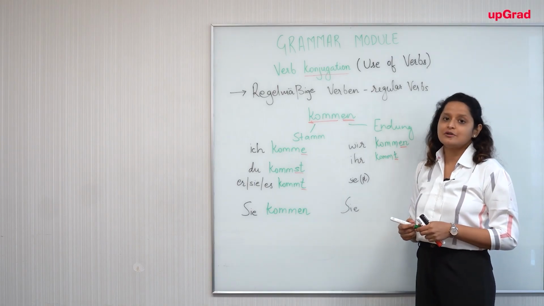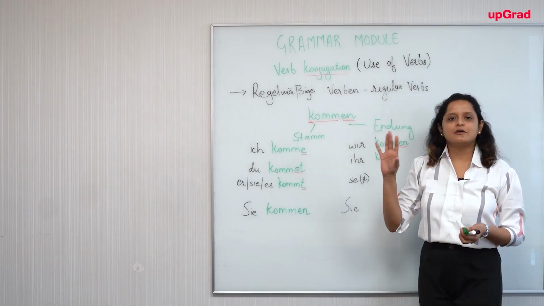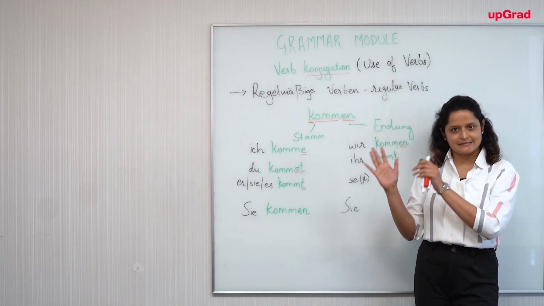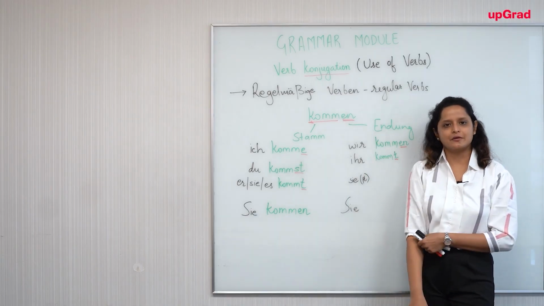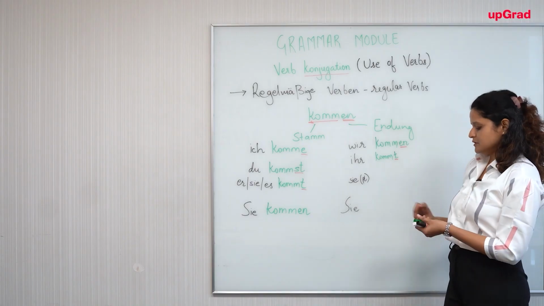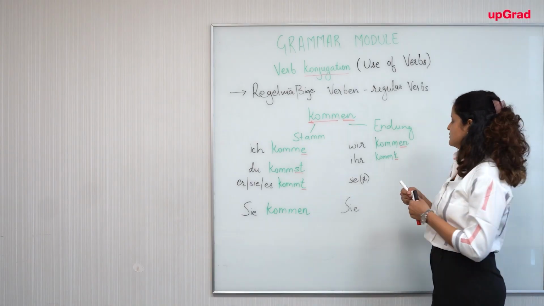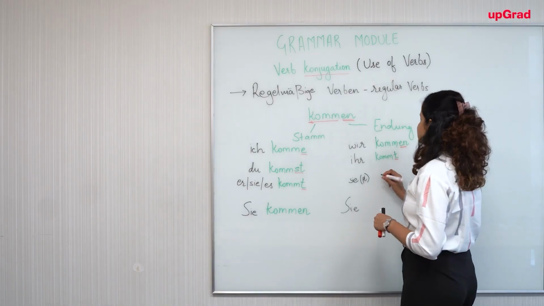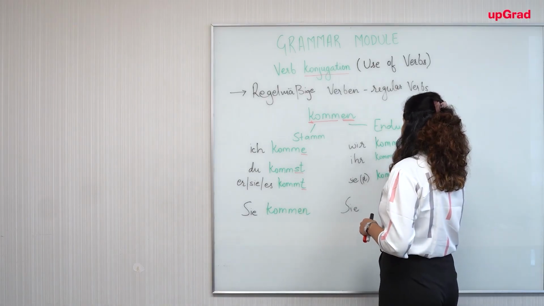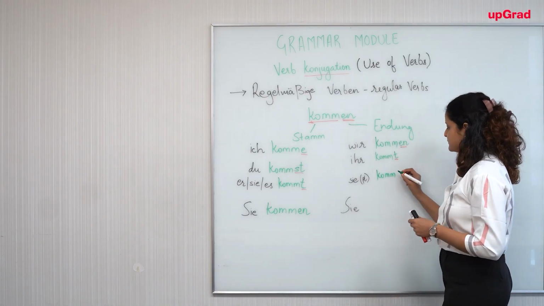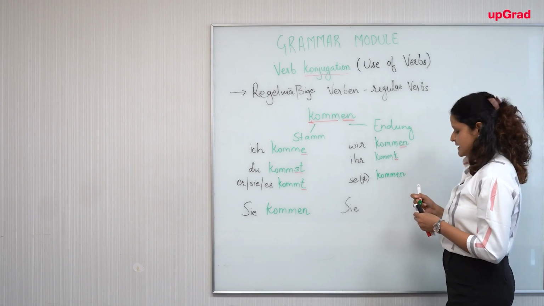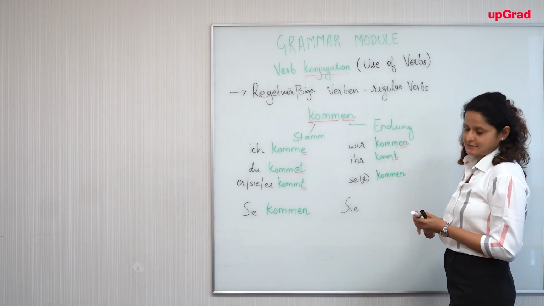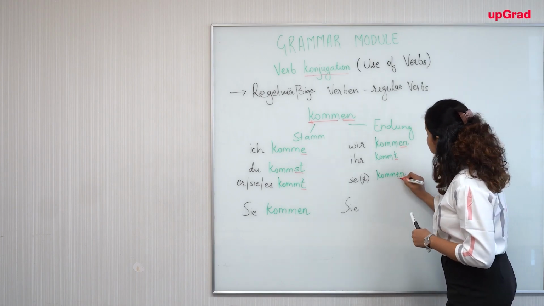Plural, that is your sie plural. So let's say I'm talking about a group of people as third persons. They happen to come from somewhere. So here the conjugation for sie plural is sie kommen. The stem remains the same. In this case, the ending also remains the same. So there is no change here.